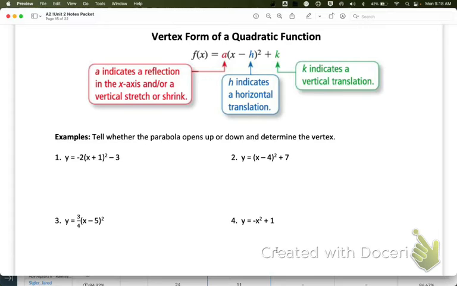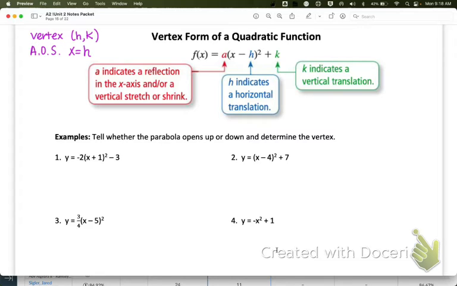So remember from here that the vertex is going to be at (h, k), just like with an absolute value. And the axis of symmetry is always going to be the equation of the line x equals h, just like with absolute value as well. So we can look at just the equation and determine some of the things about it.